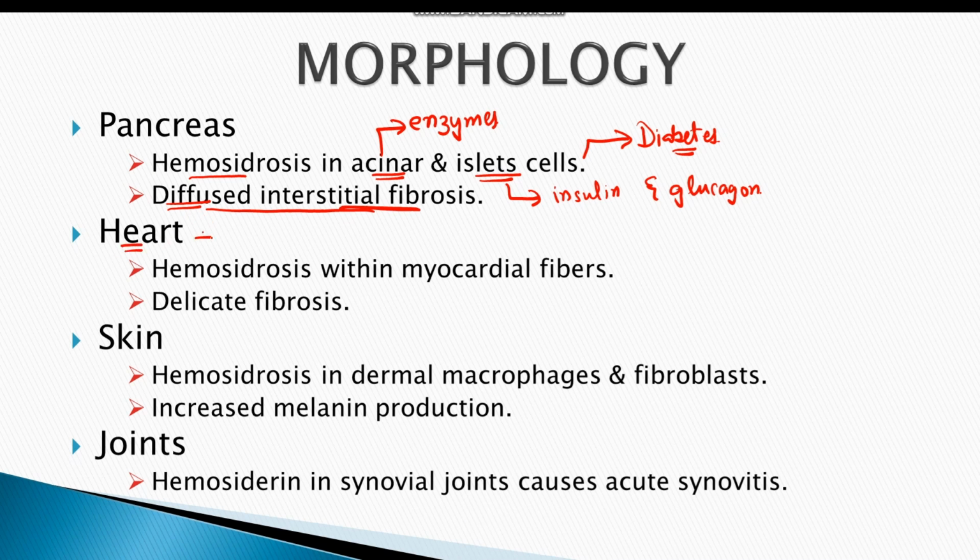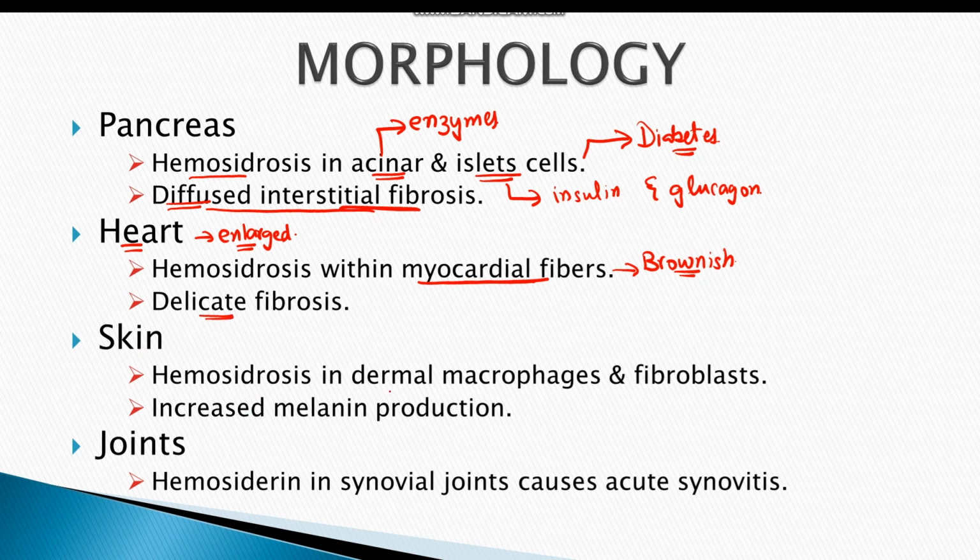The heart is typically enlarged due to deposits of hemosiderin inside the myocardial fibers. These deposits give a brownish color to the myocardial fibers. The fibrosis inside the heart tissues is delicate.